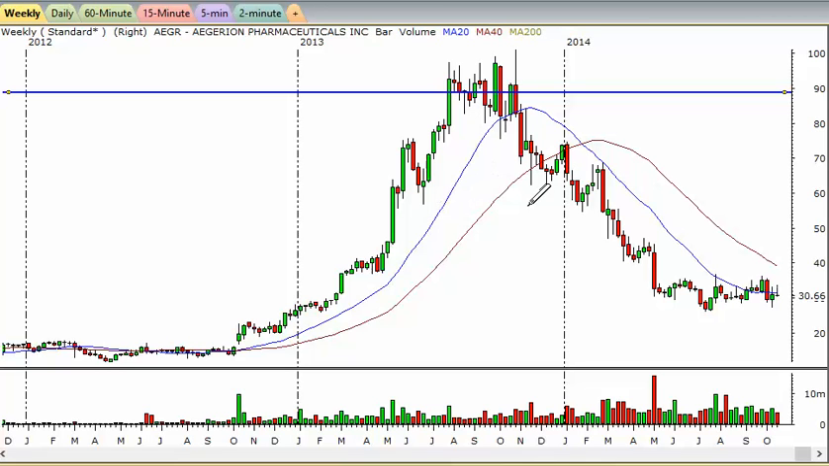Okay, this is a support. Let me do a different color for support. I'll use orange for support. Okay, notice the support here. It came here, it went up, came back down, found buyers here, went back up.